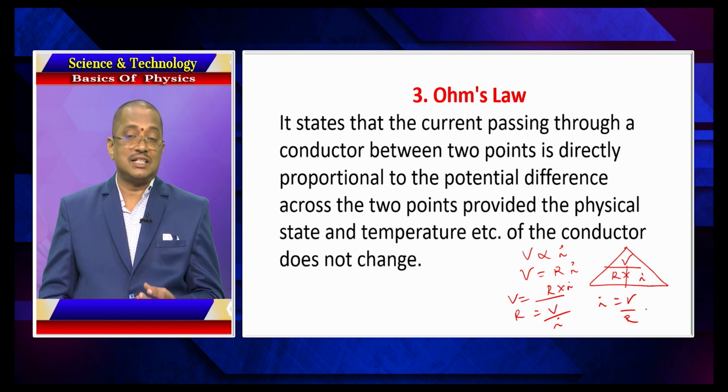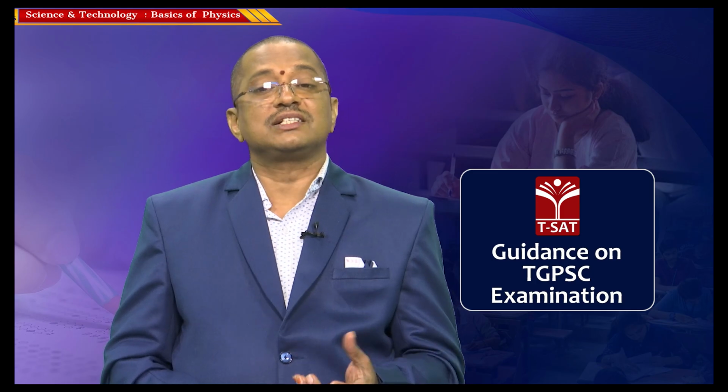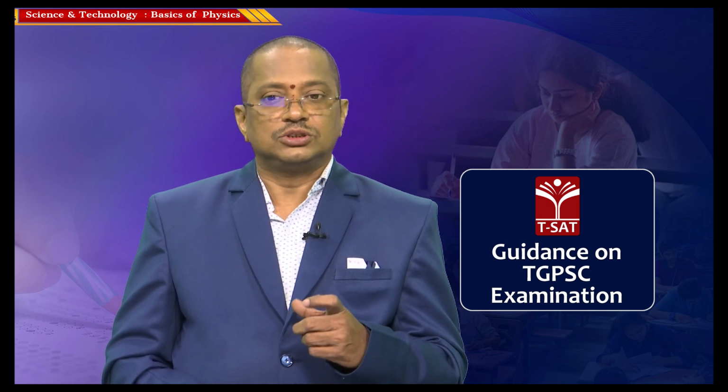The substances which satisfy Ohm's law are called ohmic conductors, and those which do not satisfy Ohm's law are non-ohmic conductors. So this is Ohm's law. Clear? Simply, the potential difference is directly proportional to the current passing through it.